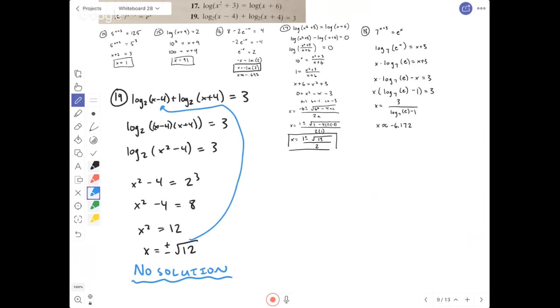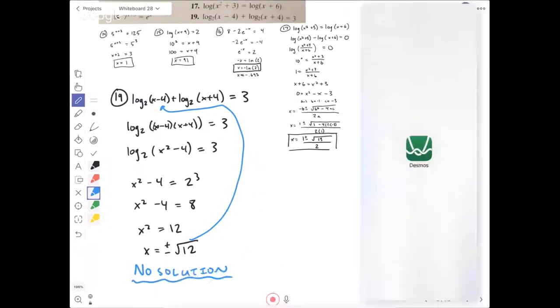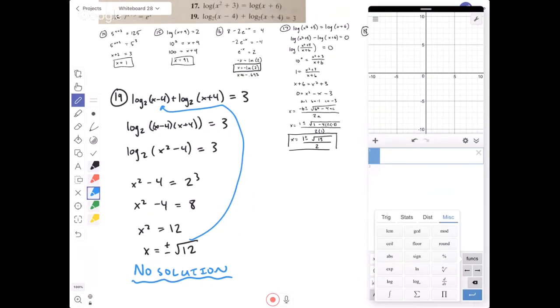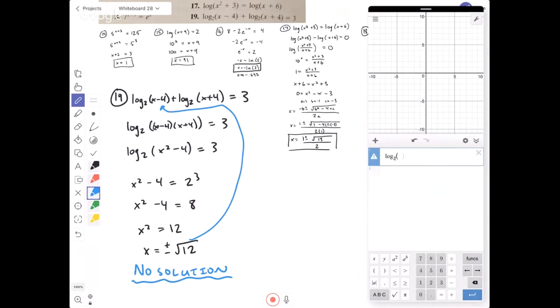So let's check that work. Now, in the core standards test, you will not have Desmos, but I want to make sure I'm showing you things right. So let's make sure I haven't made a mistake. Base 2 of x minus 4.